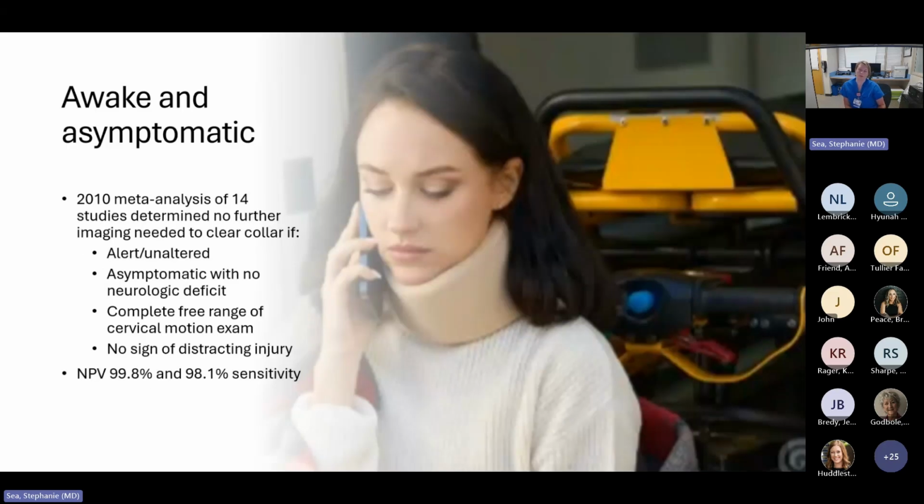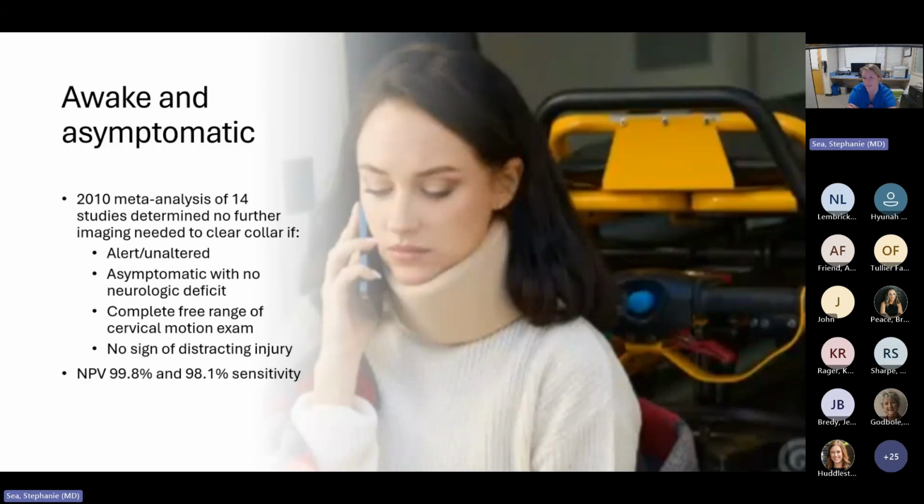This is a very common patient we see. You know, we're sitting there, we're waiting for the trauma patient to come in. They're wearing their brace, talking on their cell phone, coming down on the stretcher, and we're all just kind of rolling our eyes. So what I will say with this is, additional studies have looked at this.